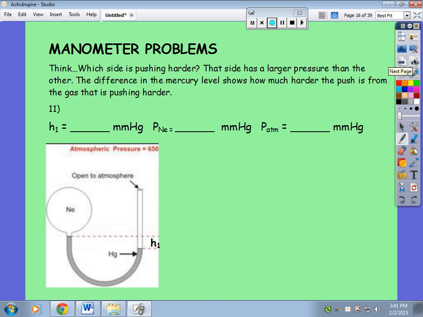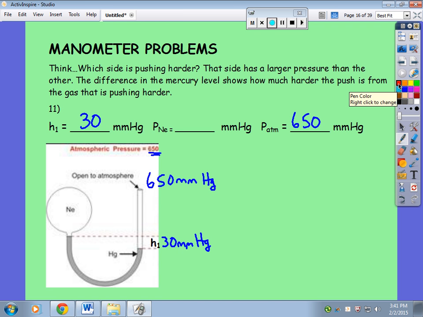Now, let's look at this problem. Problem 11 on your sheet. You have a height. And the height, I'm going to tell you, is 30 millimeters of mercury. Okay, that's given. Now, what else is given is that there's 650, and we'll just call it millimeters of mercury, that this is 650 millimeters of mercury out here. They tell me that. So in the blue is what's given. But you've got to figure that out yourself. So I'm going to write in red what we're finding out.